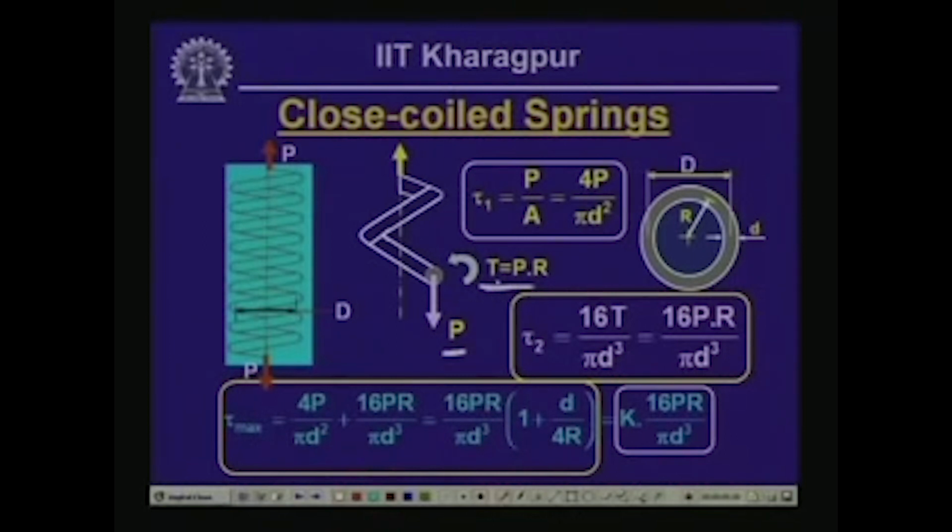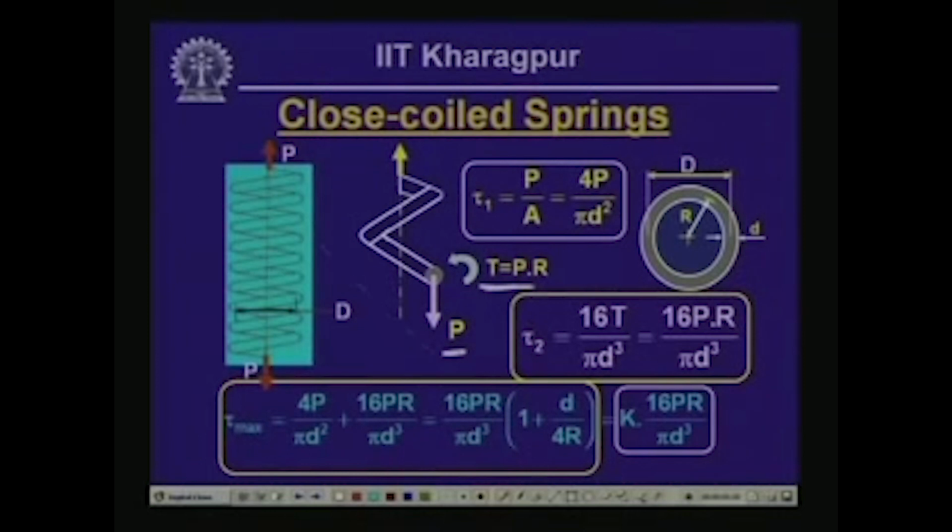As I had told you, in case of closed coil helical springs, they are wound in such a way that each helix is lying in one plane, and if that happens, then the force transferred to the spring wire is the axial force P, which is transferred from the center to the center part of the wire, along with the twisting moment T, which equals P times R.